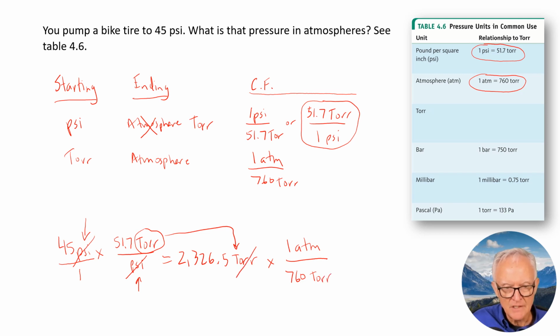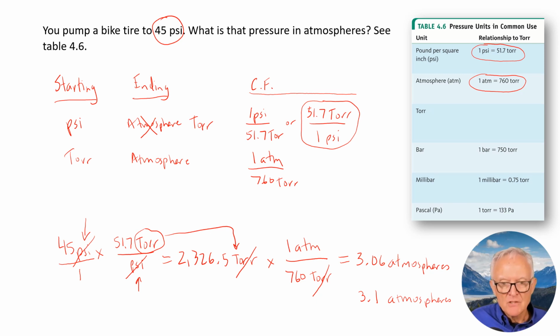Torr will cancel here and here. And if I do the math, I get 3.06 atmospheres. We had 2 significant figures up here in 45 psi. So I would round that formally to 3.1 atmospheres to give us 2 significant figures, just like we had in the beginning. So that's how we do it.